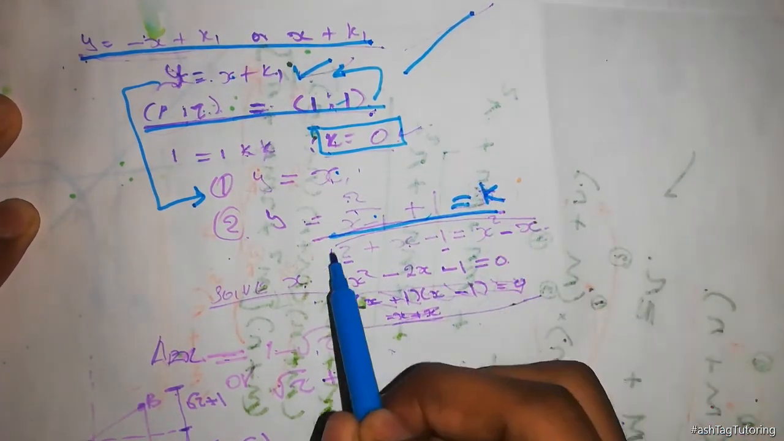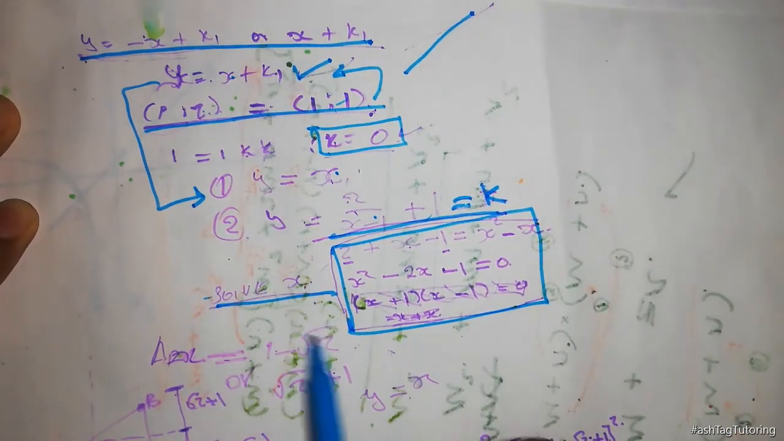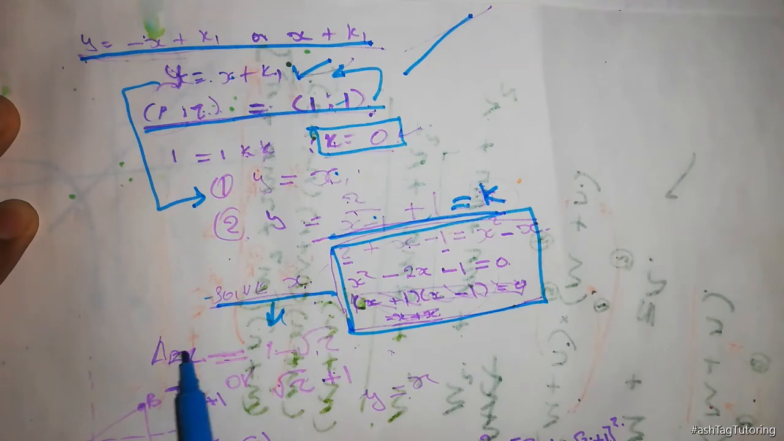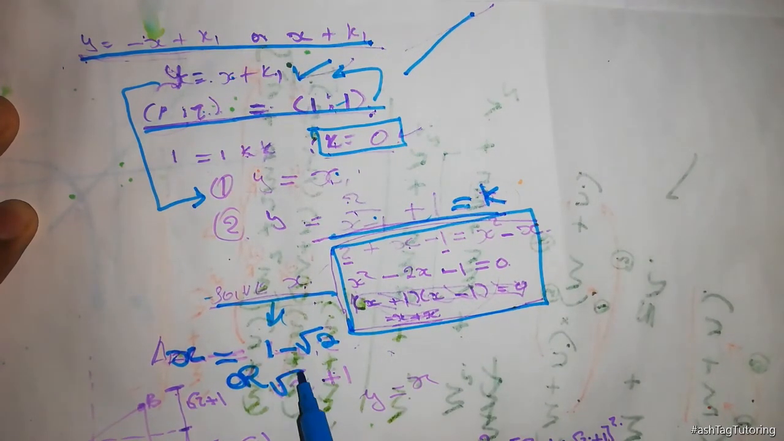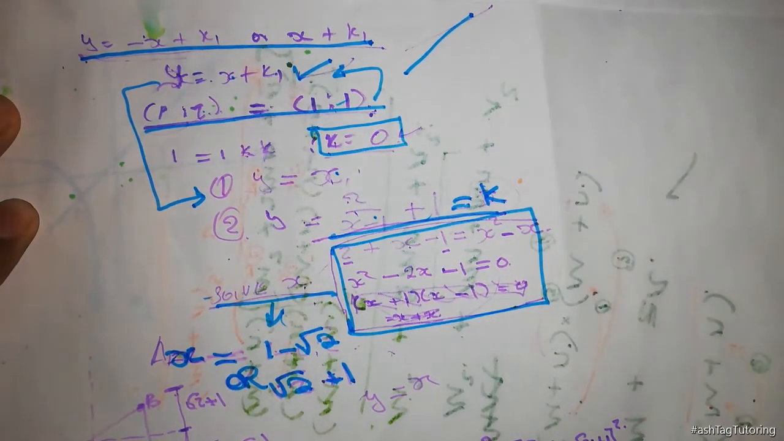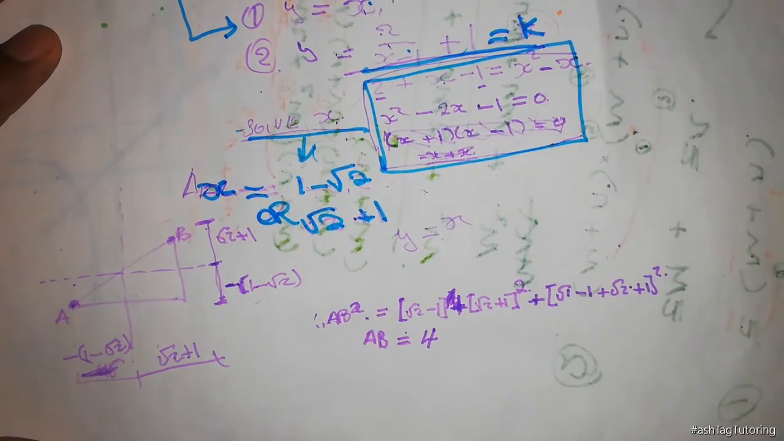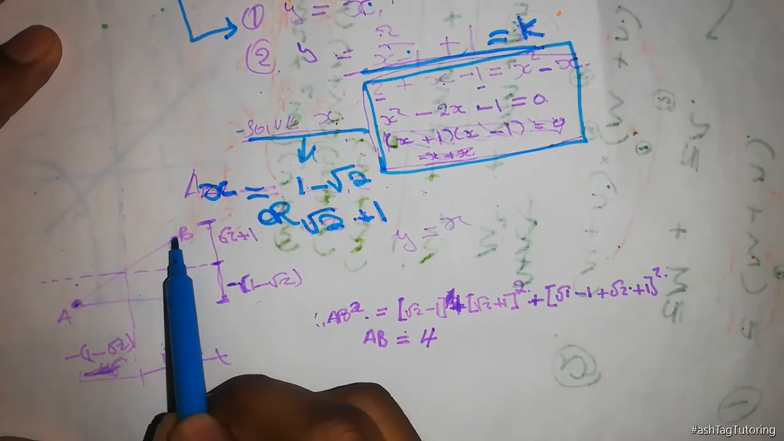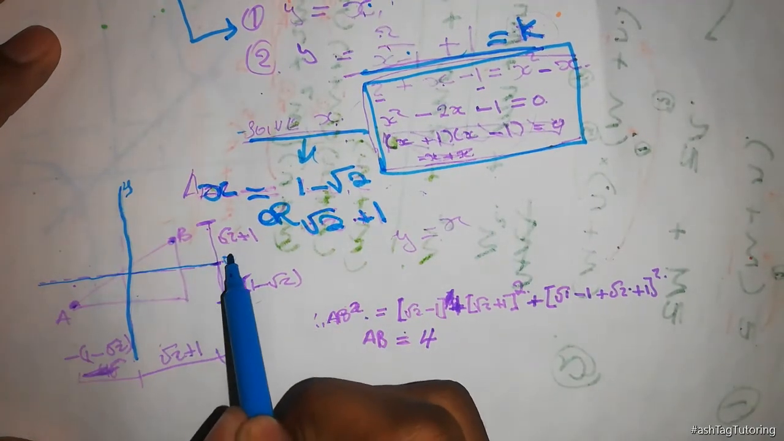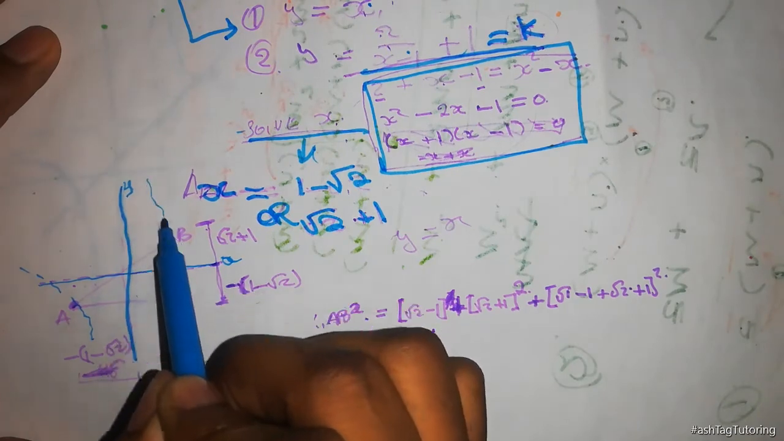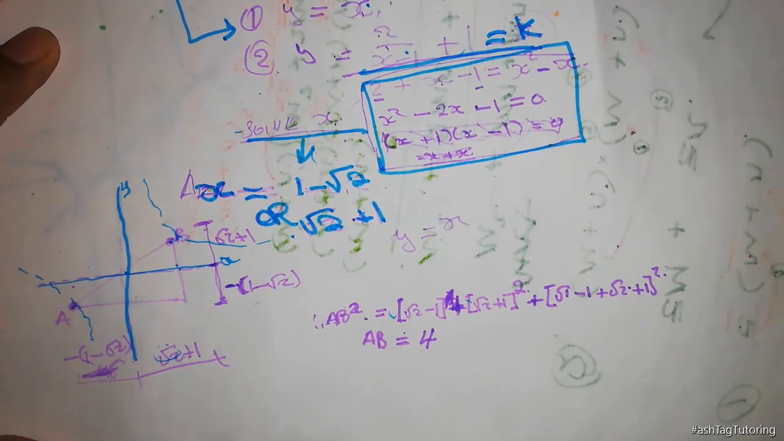Equate that to your function f and do the math to solve the value of x, which I assume we all know. And therefore, we arrive at x is equal to 1 minus √2, or x is equal to √2 plus 1. Looking at these 2 points here, A and B, that's your line y equals x, and that's how your curve is going across A and B.